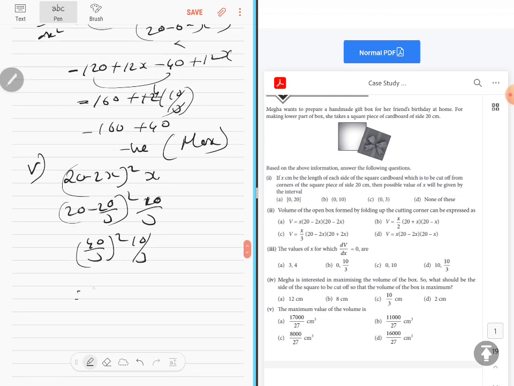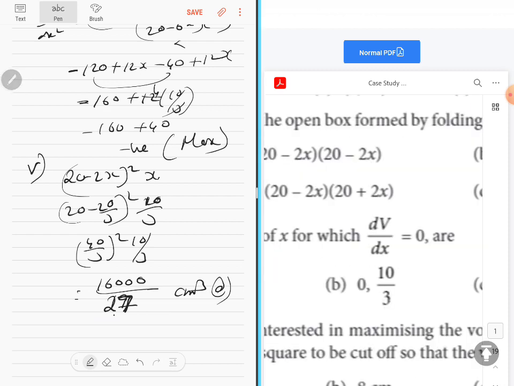So what can you say about this? This is 1600 by 9 into 10 by 3, which is 16000 by 27. You have an answer? Yeah, we have centimeter cube there, which is your option number D. So that's what I would write as an answer. I hope my answer is correct. Let's go to next question.